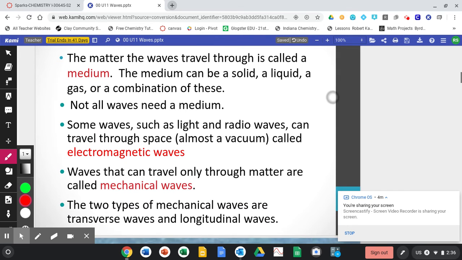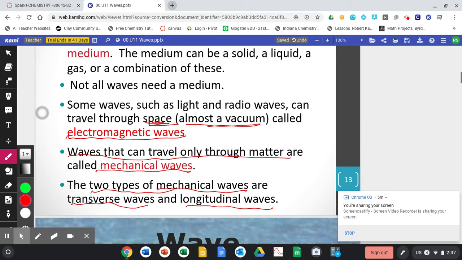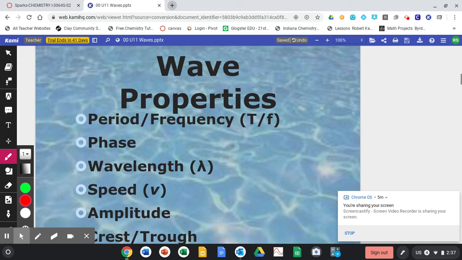So mechanical waves, again, they travel through a medium. And some waves, such as light and radio, travel through space. So space is no medium, almost a vacuum. Those are the electromagnetic waves. Mechanical waves are the only waves that travel through matter. So these are the two types of mechanical waves, transverse and longitudinal. So we're going to look at transverse and longitudinal next.